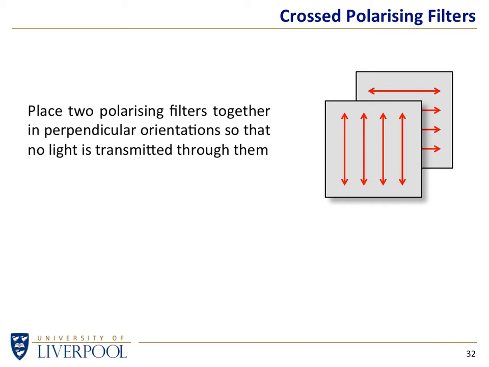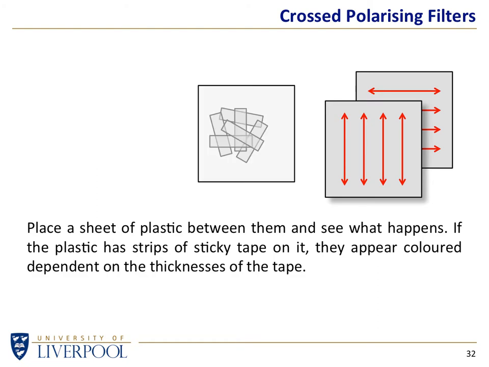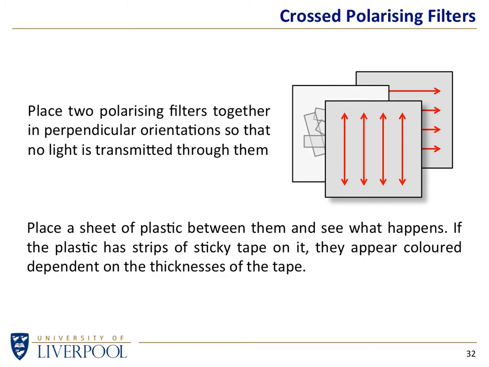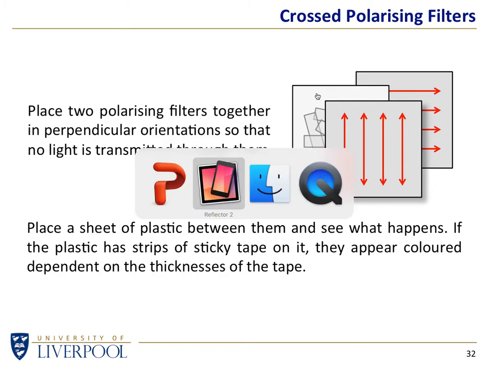What I'm going to do is put two polarizers together and show you that no light gets through when you have this situation. And then I'm going to show you what happens if we take another piece of plastic, a completely transparent piece of plastic. What if we put that piece of plastic in between the two polarizers? So that's what I am going to do now. So let's see if this is still working.